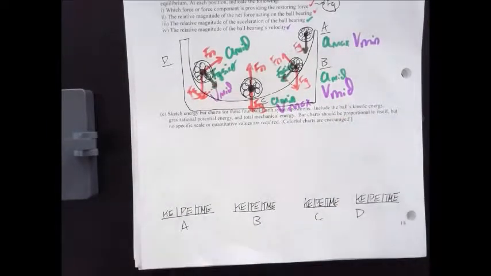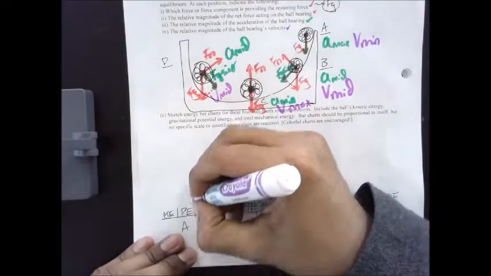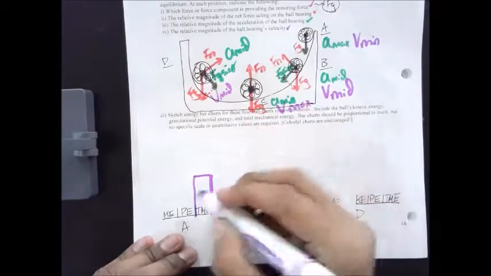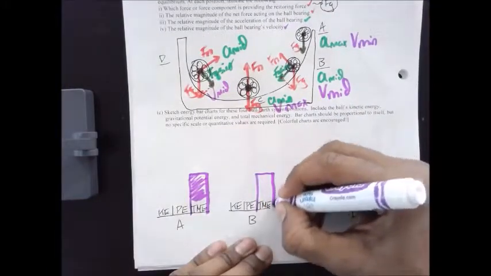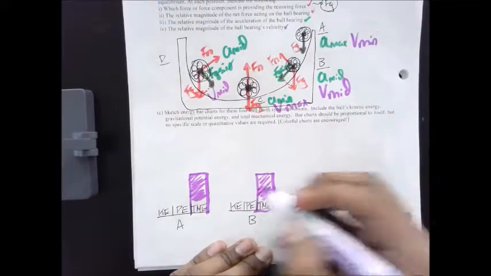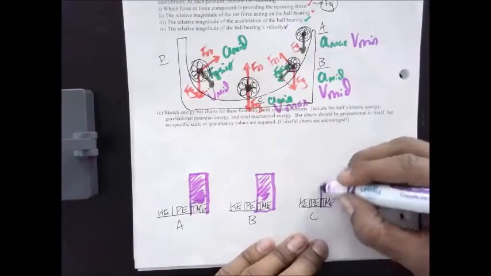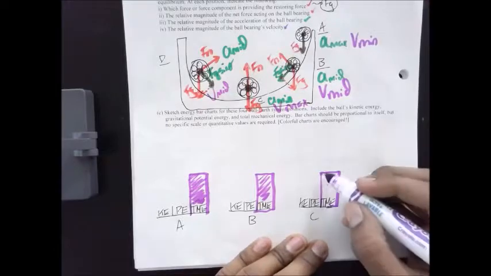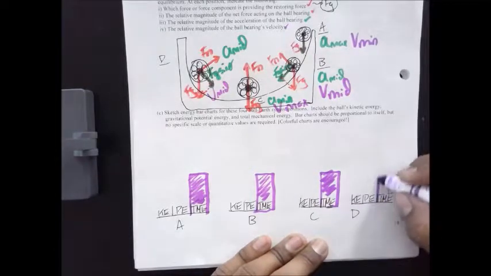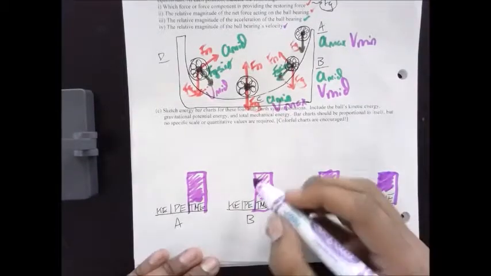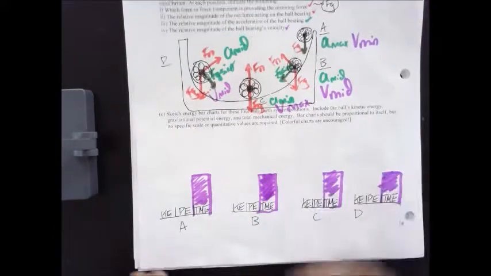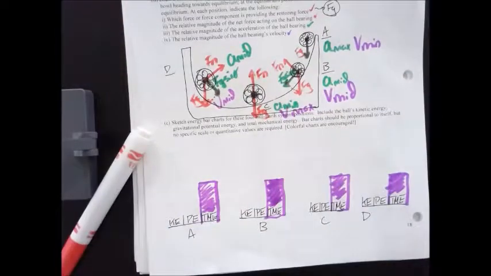Colorful charts are encouraged. So let's see. I'm going to draw the total mechanical energy in purple. And one thing we can do straight off the bat is note that at every point, the total mechanical energy is going to be the same, right? I'm going to do total mechanical energy as purple because I'm going to do the other two as red and blue because they combine to make purple. It's just that the kinetic and potential energy are going to change with respect to one another. We'll do kinetic in red, potential as blue.